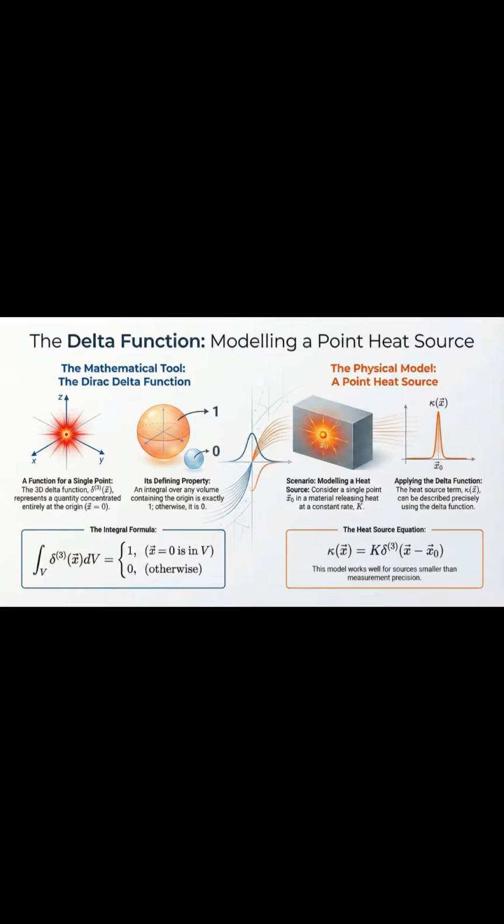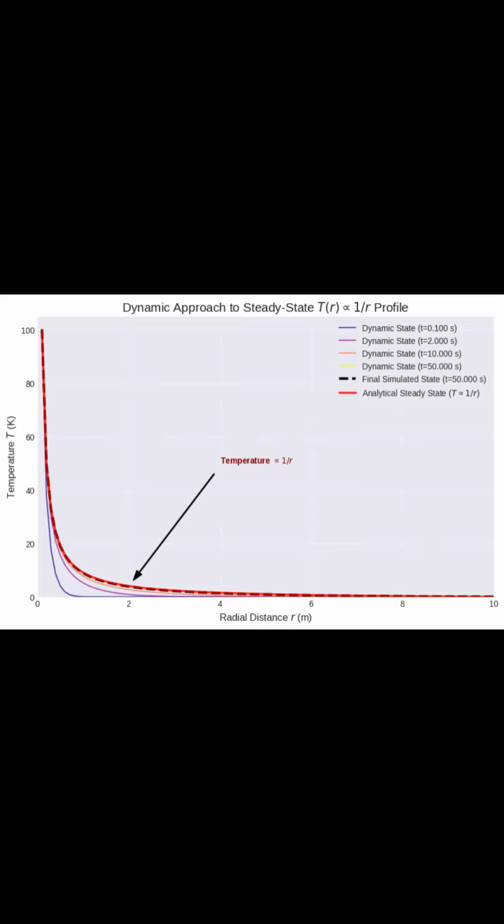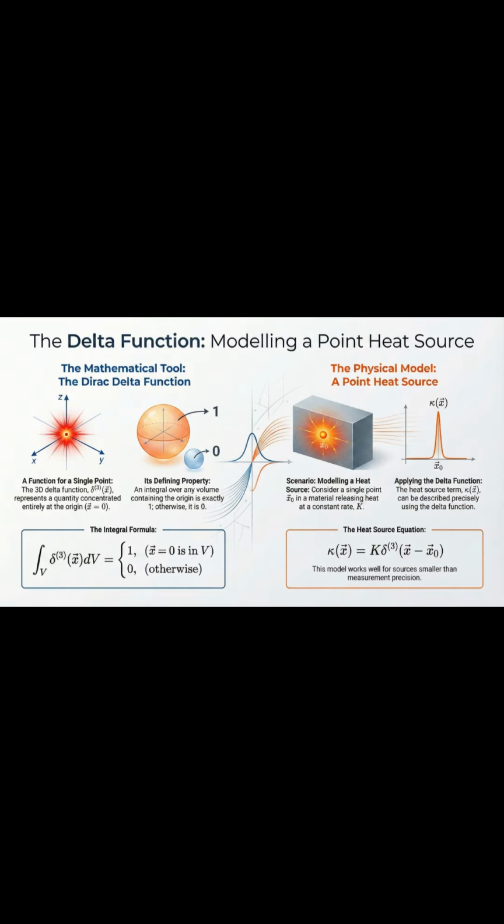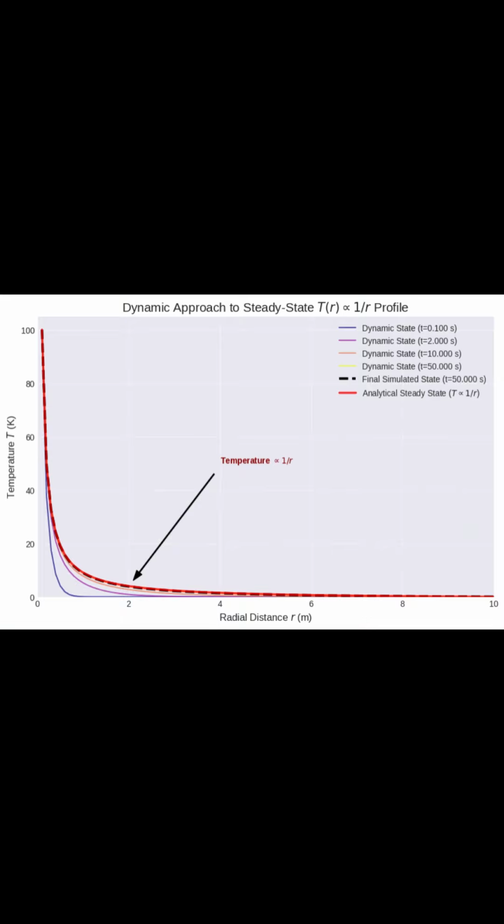First up, the core idea. The delta function basically acts as the perfect stand-in for a point source. So instead of thinking about heat spread over even a small area, this tool just says, nope, all the energy is right here, at one single infinitely tiny spot. And that kind of precision, it's absolutely crucial for getting the models right.